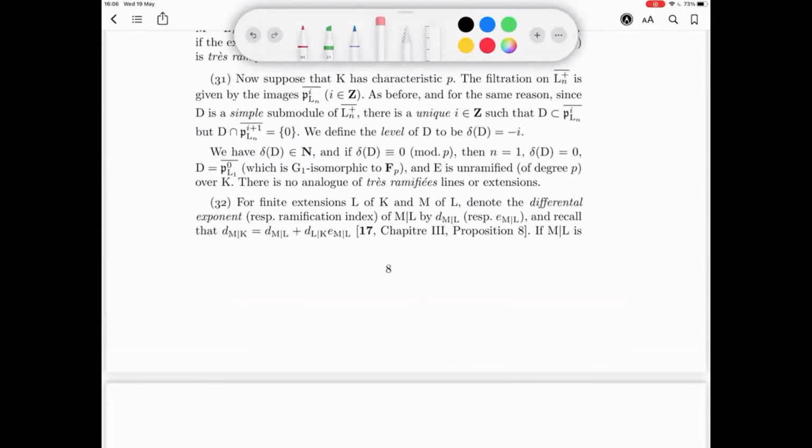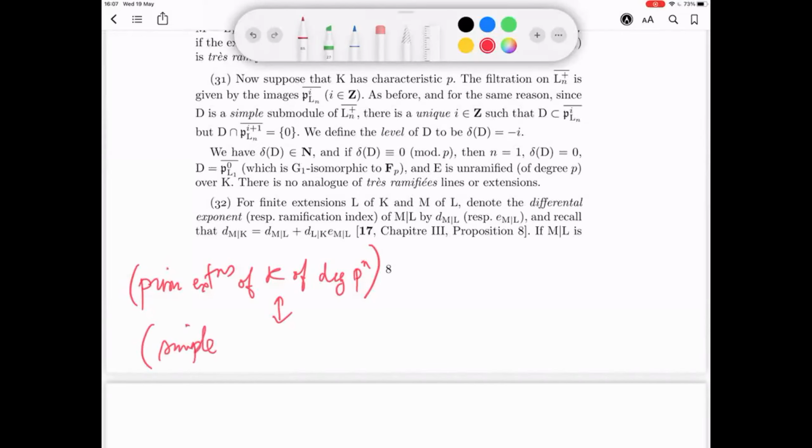So, what are the things which remain? Our primitive extensions of K of degree p to the n, these we have parameterized in terms of simple FPGN submodules in Ln star bar or Ln plus bar of degree n.